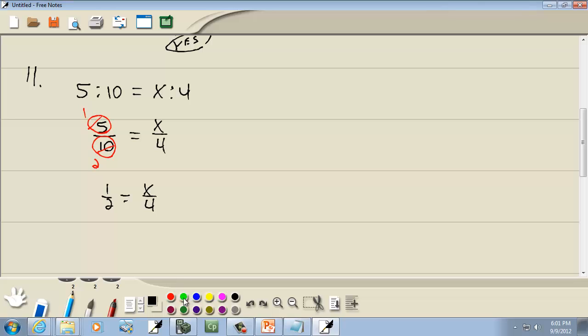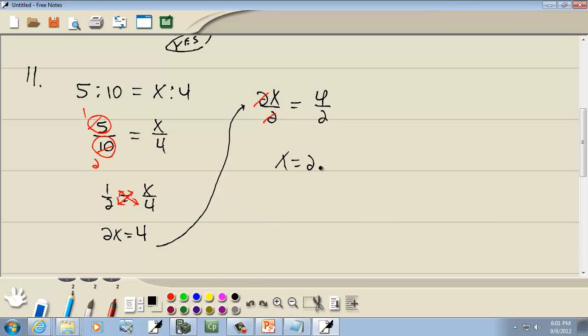Now, a proportion is where you got a single fraction equal to a single fraction, which is what we have here. And if you have that, you can cross multiply. So we're going to take 2 times x, which gives us 2x, and 1 times 4, which is going to give us 4. Now we're solving for x, so we can divide both sides by 2 here to get the x by itself. 2 is going to cancel, and we get x is equal to 2. So that's the value, if we were to plug it in here, that would cause this to be a proportion.